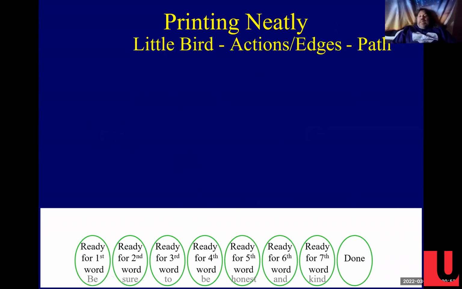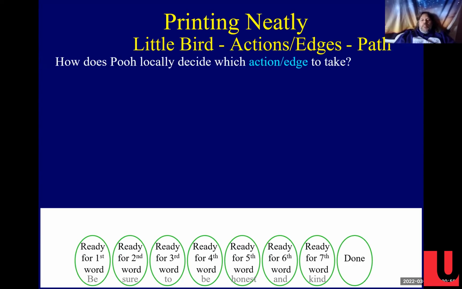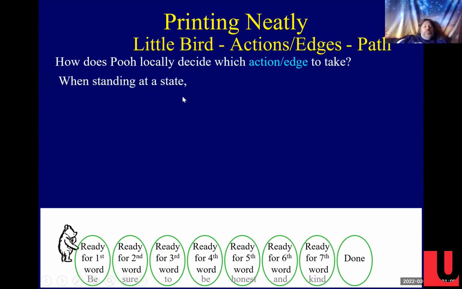And now let's think about the actions that we might take. What we're going to ask the bird? So Pooh's going to have to locally decide what action to take, and so suppose he's standing on this state right here. He's ready to read the word B, and it might be pretty obvious that B has to go on some line. We're starting the first line. It has to go in that first line. But what are the various actions that he could take?